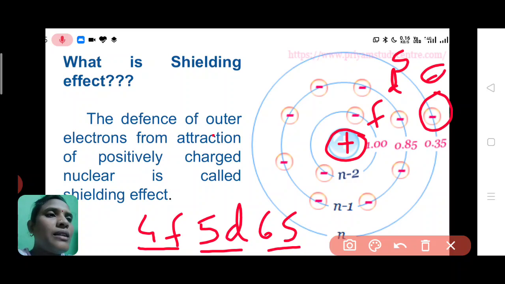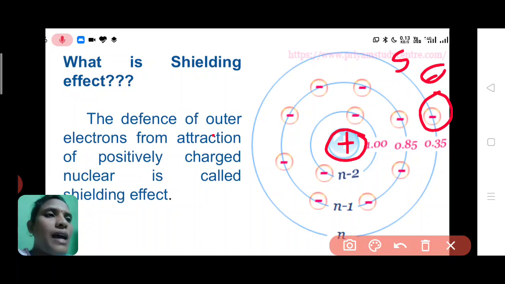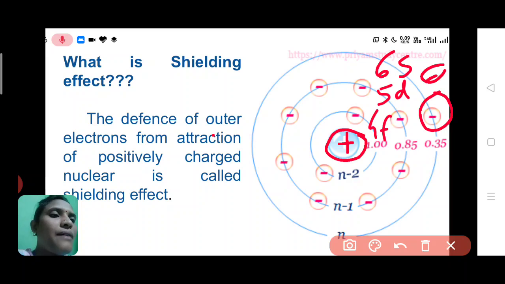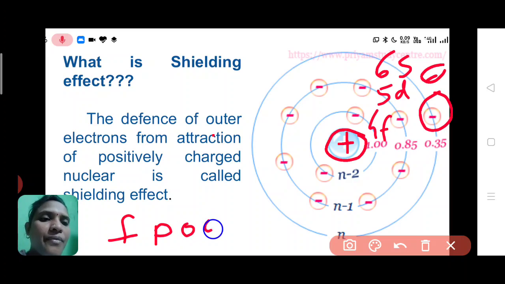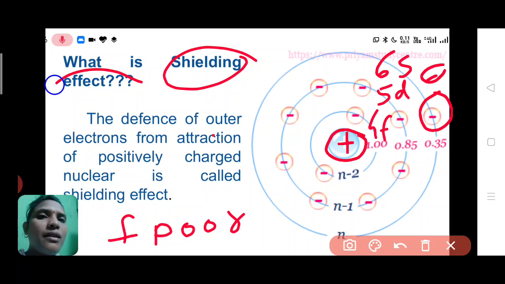So consider this outermost shell as 6S. This innermost shell has 4D and the innermost shell is 5D and then 4F. So F has poor shielding effect. F shell has poor shielding effect.